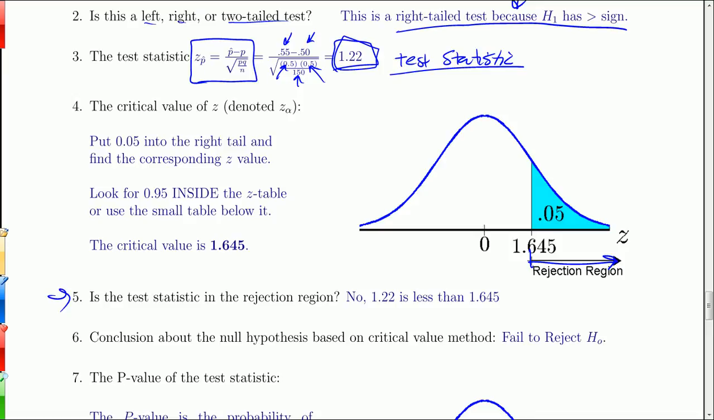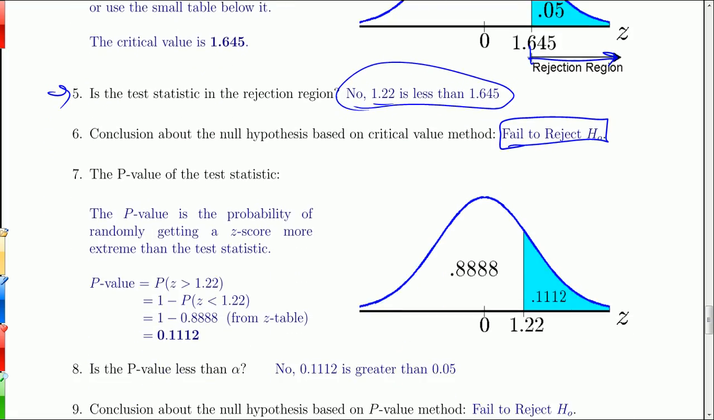Is the test statistic in the rejection region? No. 1.22 is over here somewhere, right? It's to the left of 1.645. No. So the conclusion about the null hypothesis based on this method, we fail to reject. The test statistic is not in the rejection region, so we fail to reject the null hypothesis.